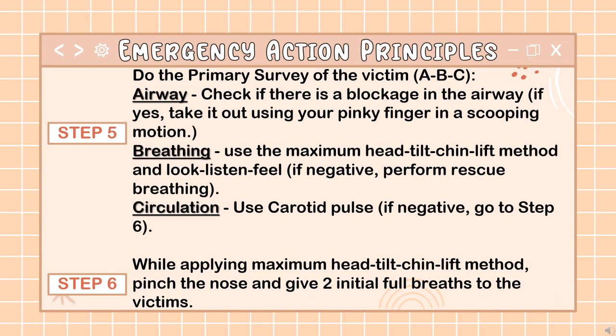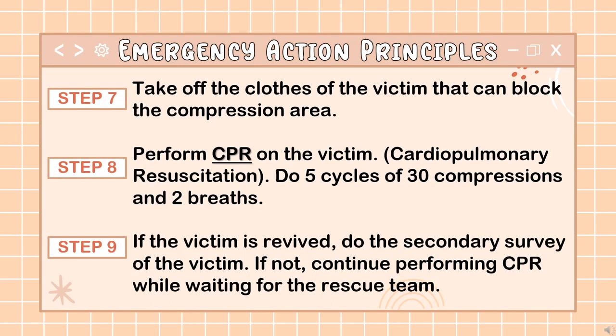Step 6. While applying maximum head tilt chin lift method, pinch the nose and give 2 initial full breaths to the victim. Step 7. Take off the clothes of the victim that can block the compression area. Step 8. Perform CPR on the victim. CPR means cardiopulmonary resuscitation. Do 5 cycles of 30 compressions and 2 breaths. Step 9. If the victim is revived, do the secondary survey of the victim. If not, continue performing CPR while waiting for the rescue team.